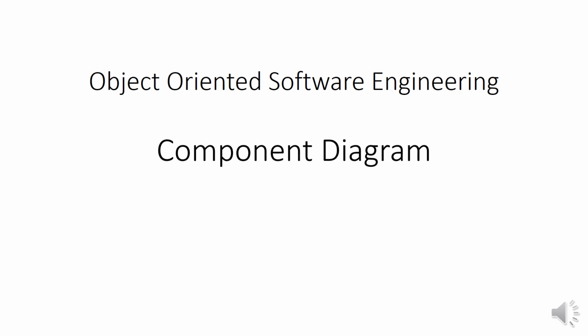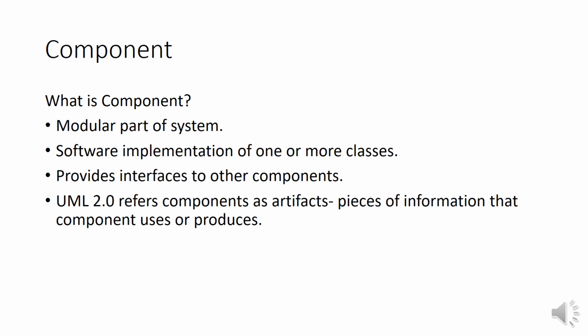Topic name is component diagram. So what is component? Component is a modular part of the system. It is a software implementation of one or more classes. So component provides interface to other components so that other components can interact with it.